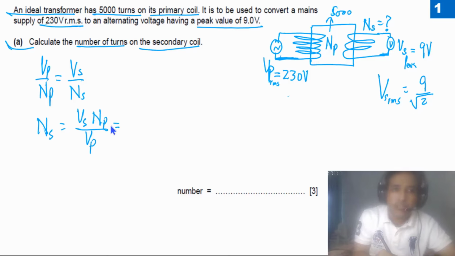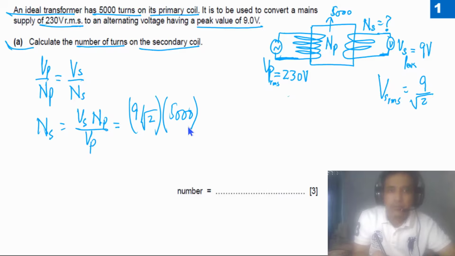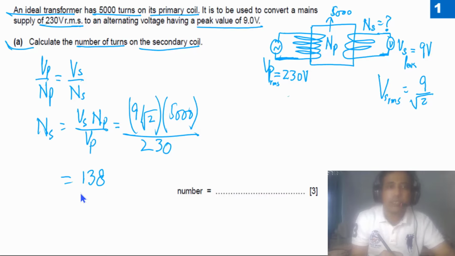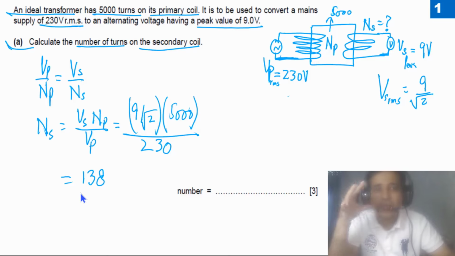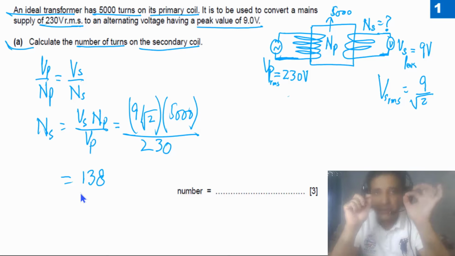Now we can plug in values. Vs we have 9, divided by root of 2, and we have Np, that is equal to 5000, and we need to divide this one by Vp, that is already the RMS value, 230. Now if we solve this one, our final answer will be equal to 138. So these are the number of turns on the secondary coil. The key concept is that you have to use both values as RMS values or peak values.